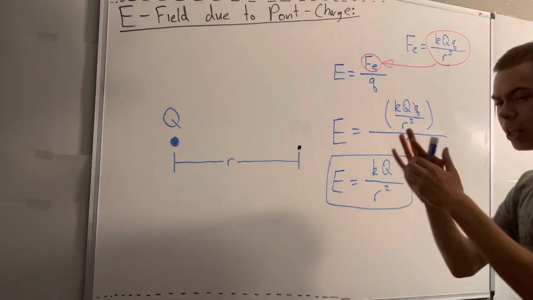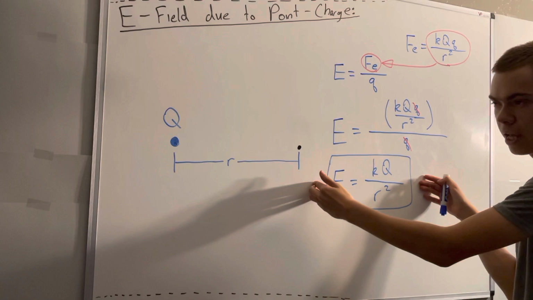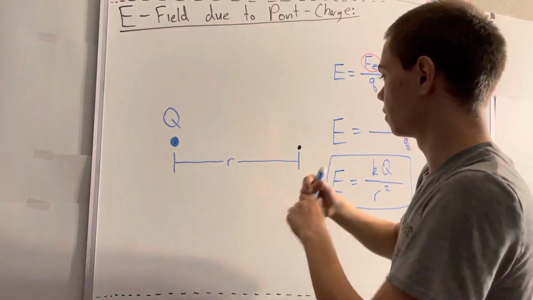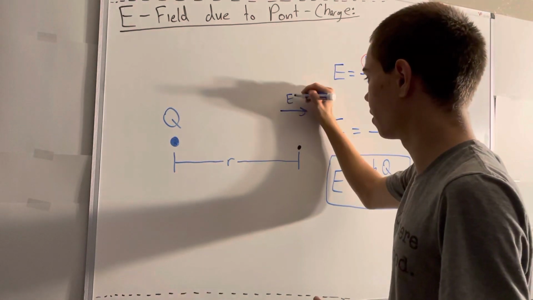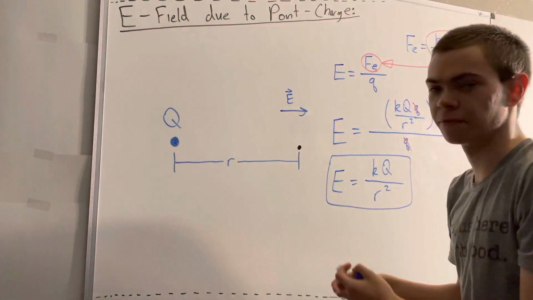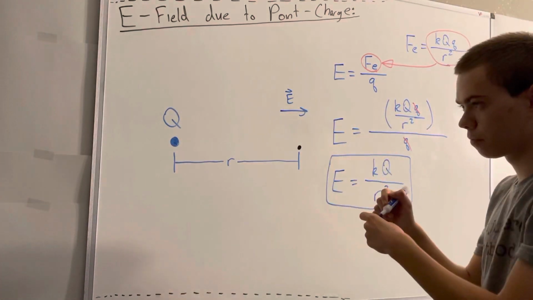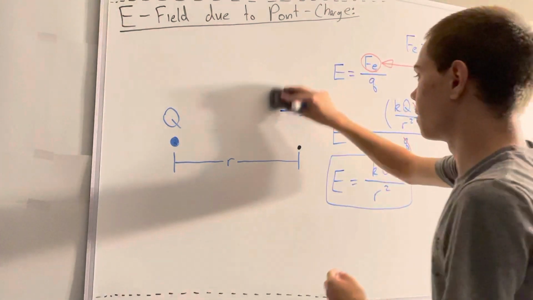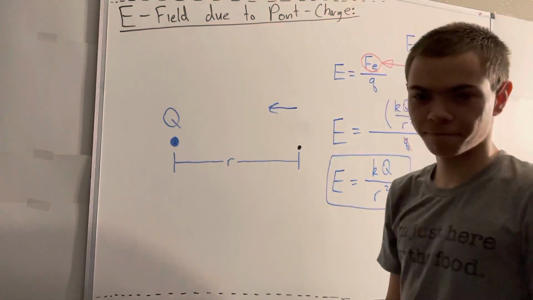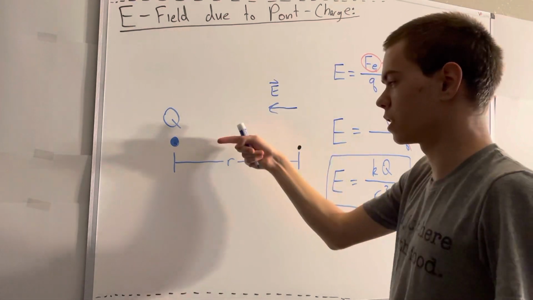Now remember, electric field is a vector. This is telling us the magnitude of the electric field. And the idea is, if you recall, if this was a positive charge producing the field, then the electric field would go this way, because a positive test charge would want to move away. But if our charge producing the field was negative, then a positive test charge would want to move that way. This would be the direction the electric field points if this charge is negative.